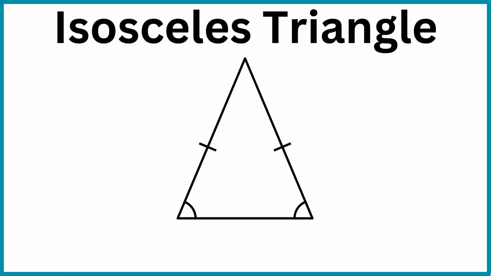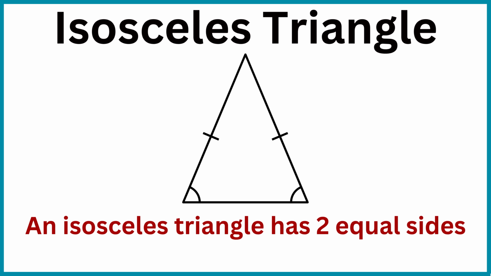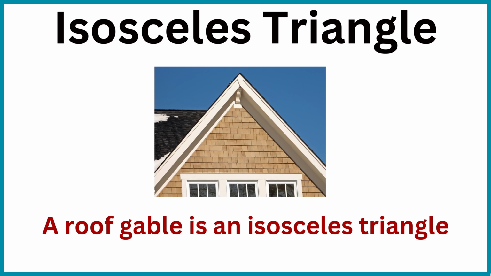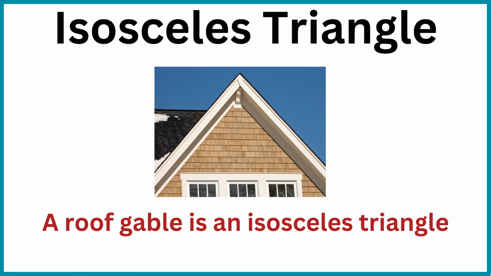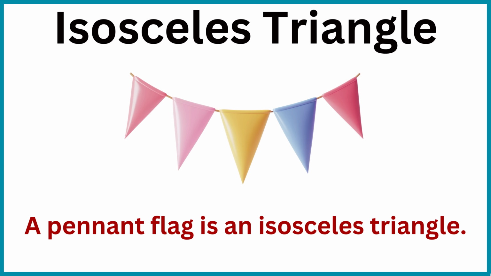Isosceles triangle. An isosceles triangle has two equal sides. A roof gable is an isosceles triangle. A pennant flag is an isosceles triangle.